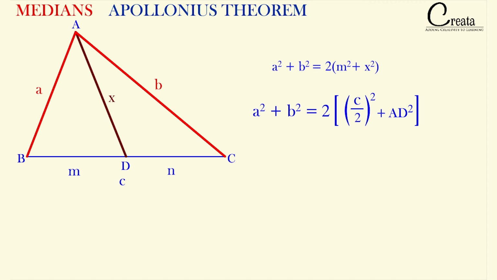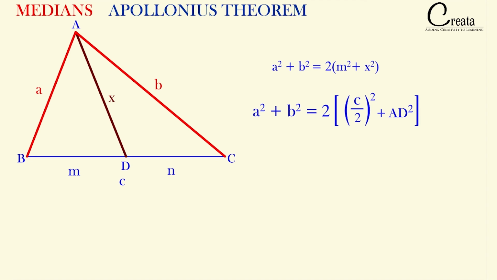As per this theorem, the sum of the square of any two sides of any triangle equals twice the square of half the third side, that is (C by 2) square, together with twice the square on the median bisecting the third side. Here AD is the median, so AD square. So this is a very important relation, and will be used where we have to relate the sides of the triangle with the length of the median.